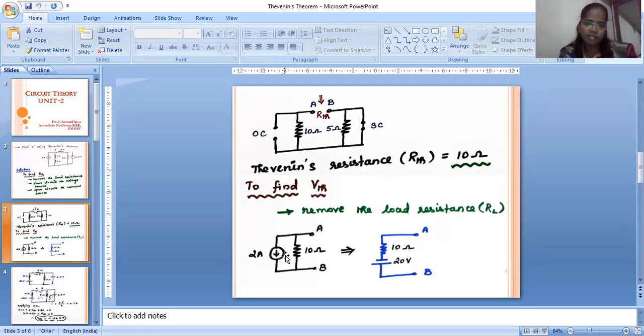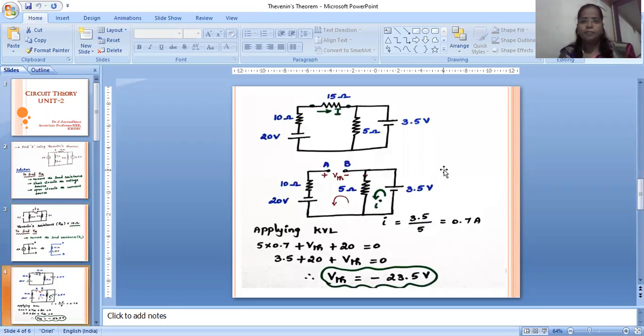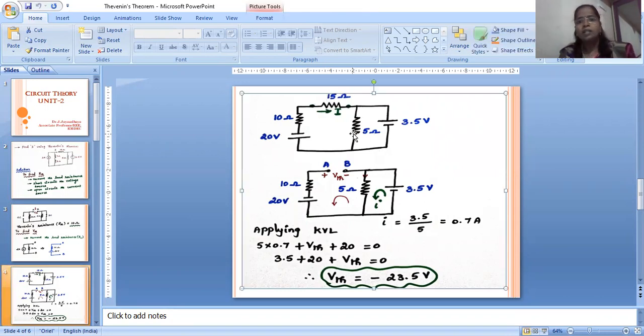After converting this current source into a voltage source, I'm redrawing the diagram like this. So the current source only I converted into a voltage source, this part. Then next, the 15 ohm resistance, it is given in the circuit diagram. Then 5 ohm and 3.5 volt. After that only I'm removing my load resistance. After removing the load resistance, I marked the points as A and B. Across the points A and B only, I'm going to find the Thevenin's voltage, or open circuit voltage.